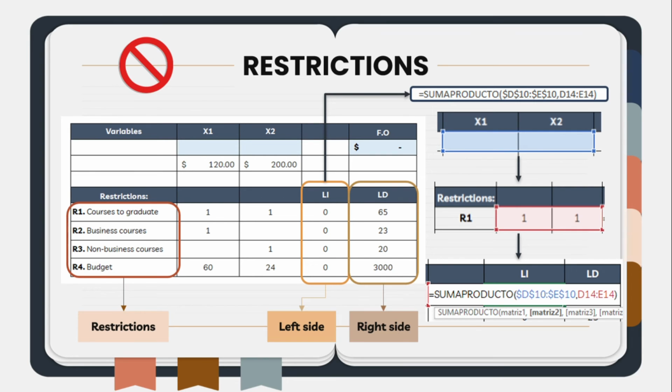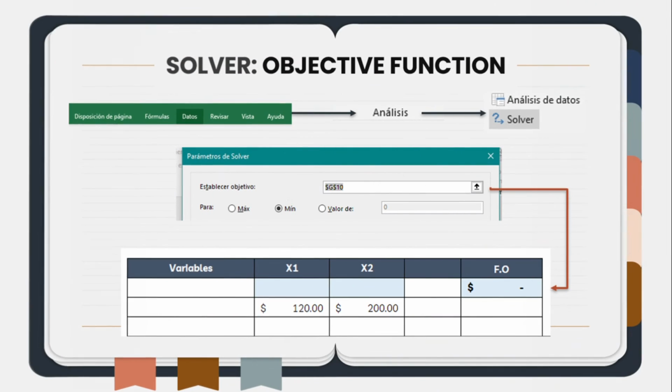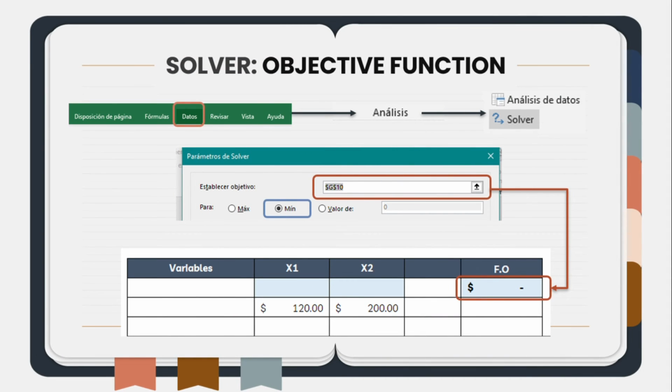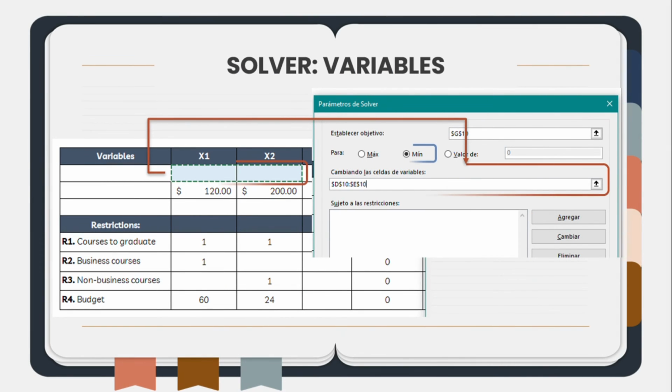Having implemented the mathematical model in the table, we can use Solver to find the optimal solution of the problem. Go to Data, Analysis, and click on Solver. In Solver, we need to define 3 key components of our model. First, we need to define an objective cell. This should correspond to the cell that represents the objective function. Second, we need to define the variable cells. This should correspond to the cells that represent the decision variables. Since our objective is about minimizing, we have to select Min.